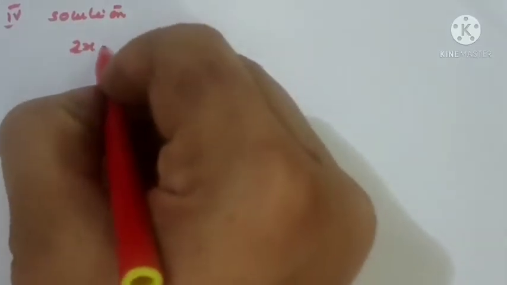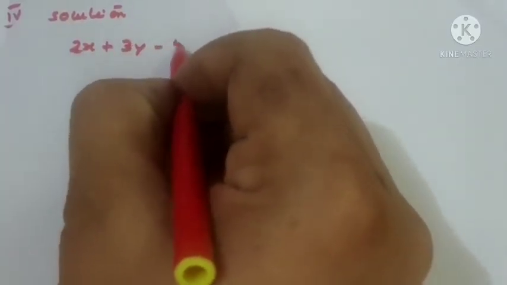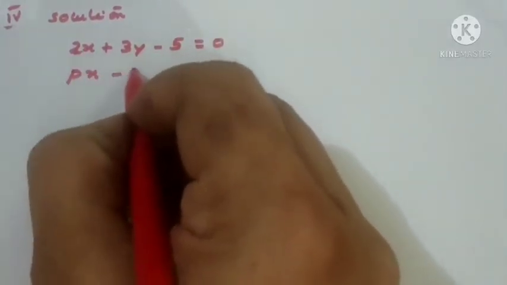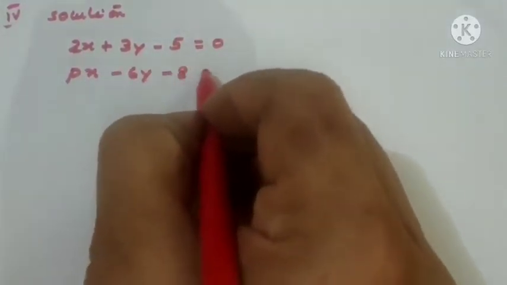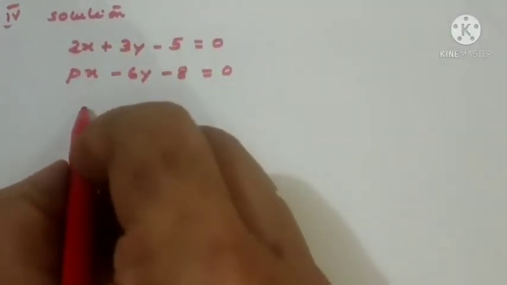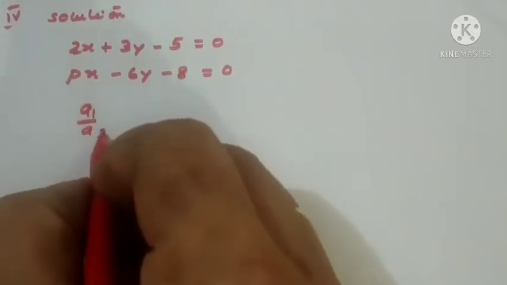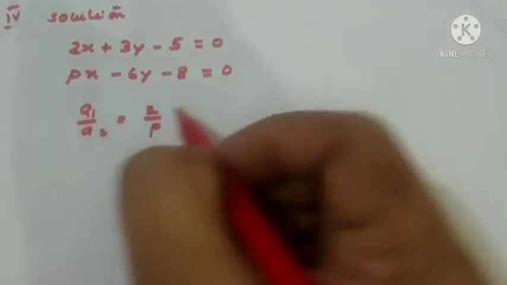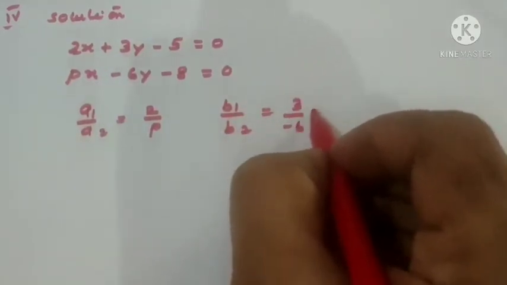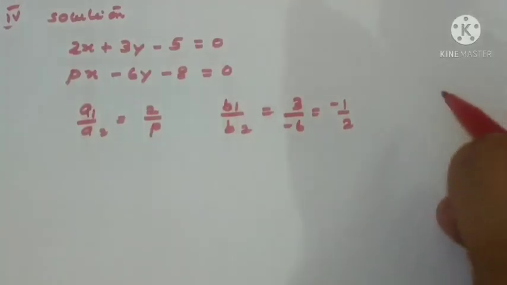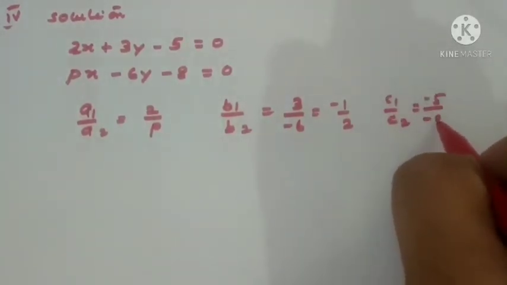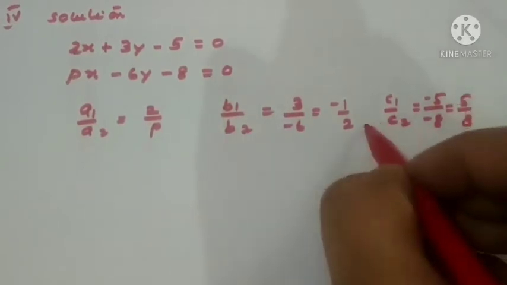2x plus 3y minus 5 equal to 0. Px minus 6y minus 8 equal to 0. As usual, a1 by a2 we should calculate. a1 by a2 equal to 2 by p. b1 by b2 equal to 3 by minus 6, or we can say minus 1 by 2. c1 by c2 equal to minus 5 by minus 8, or 5 by 8 only.